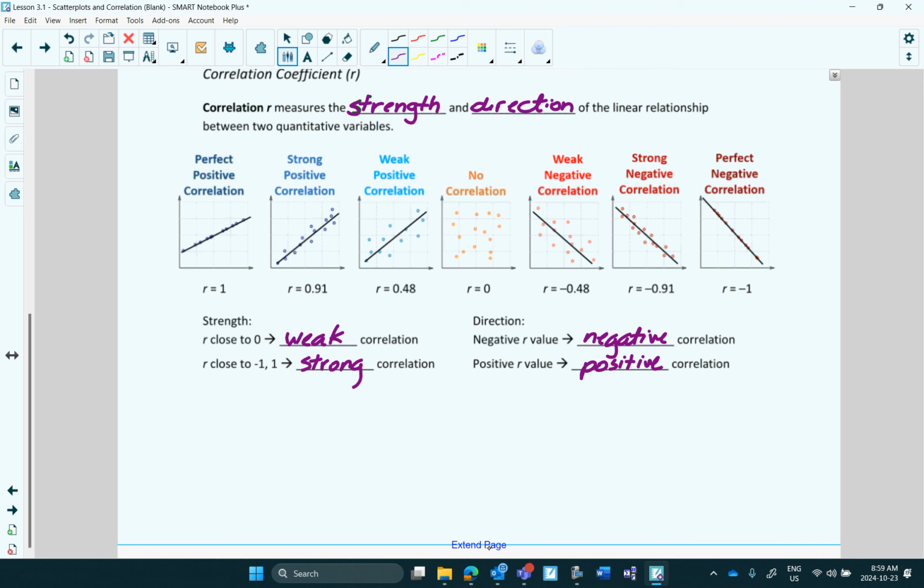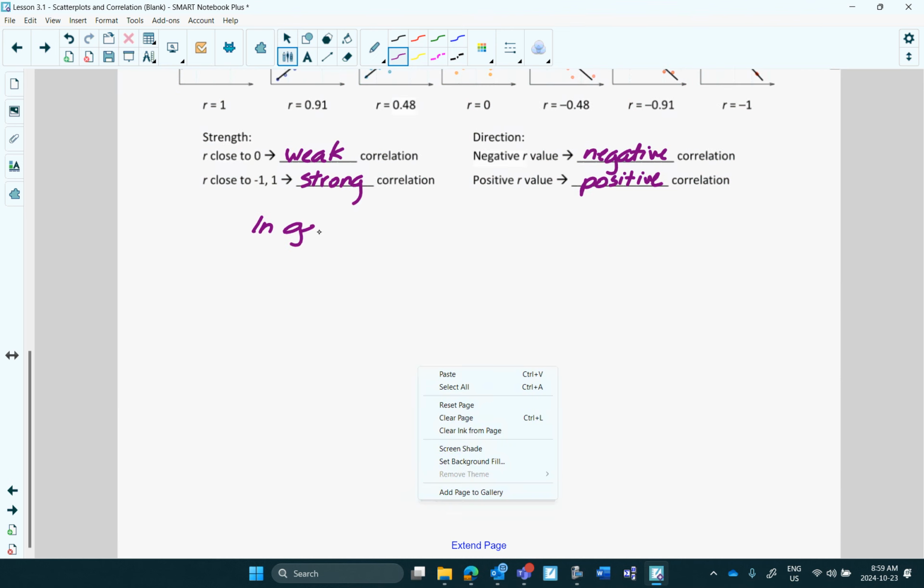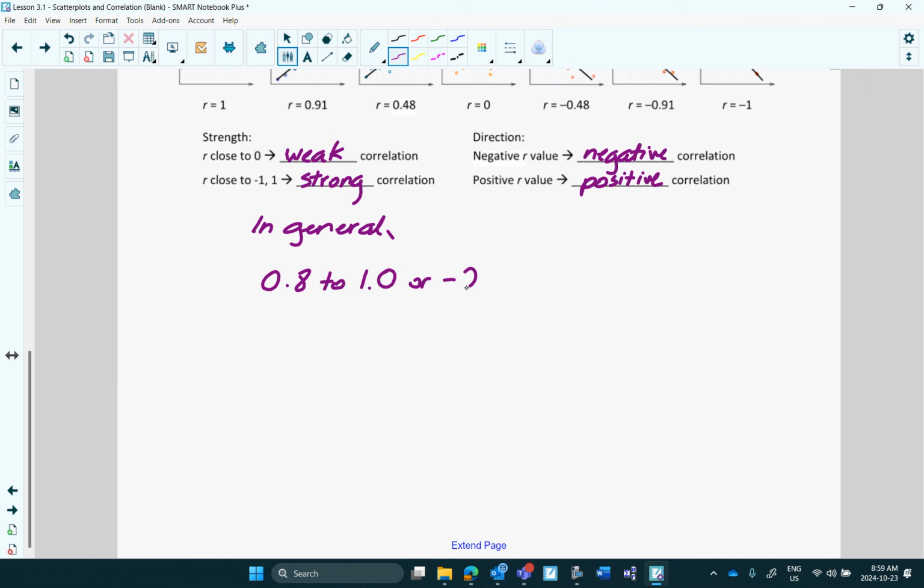And just to give you a ballpark, in general, if R is 0.8 to 1, or -0.8 to -1, we would consider that strong. So if you're looking at 0.8, 0.9, or any number in between there, or any number between 0.9 and 1, that's strong. Same within the negatives.